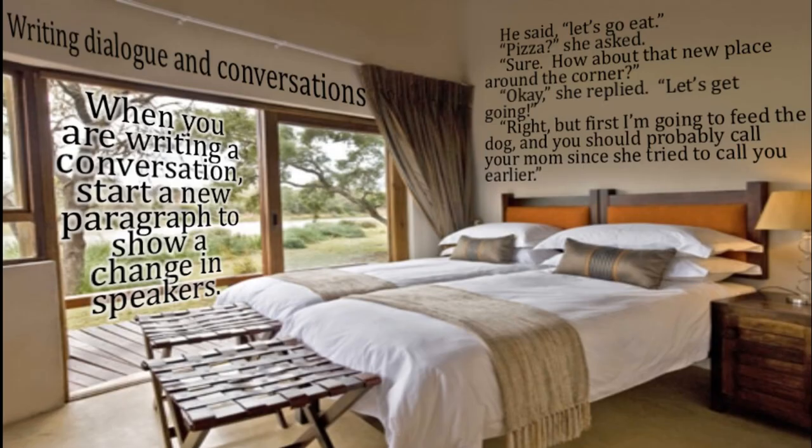Now, when you're writing dialogue and conversations, and just a little note here, when you have a conversation back and forth, you start a new paragraph to show the change in speakers. He said, let's go eat. And then boom, we'd start a new paragraph. Pizza, she asked. Sure, how about that new place around the corner? Okay, she replied, let's get going. Right, but first I'm going to feed the dog and you should probably call your mom since she tried to call you earlier. You notice there are two places here where he says, how about that place around the corner? And, I'm going to feed the dog and call your mom. Where we don't even have to have a he said or he exclaimed or remarked or anything like that, because we're creating new paragraphs with each speaker. So we know it's going back and forth. And so if you have a conversation going on, make sure that you attend to that correctly.